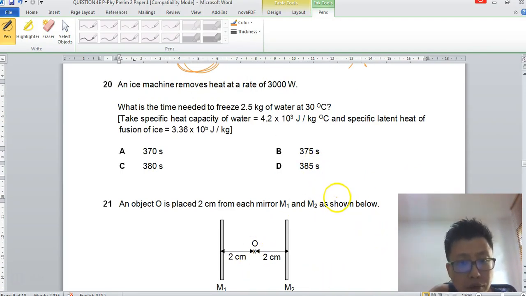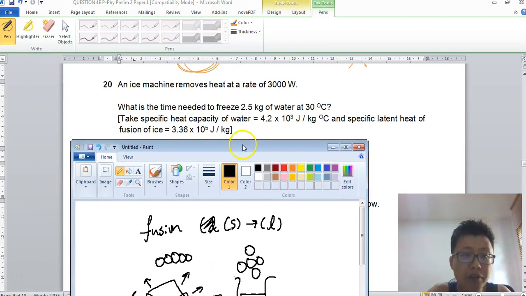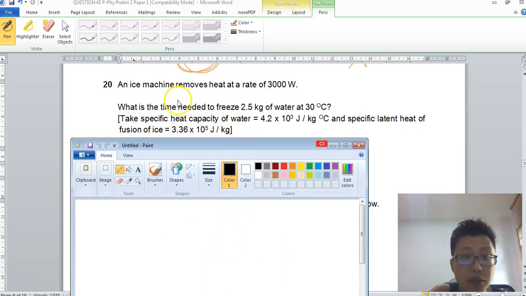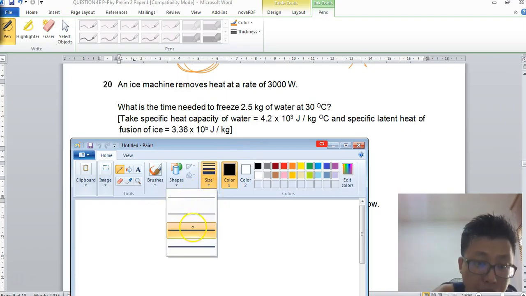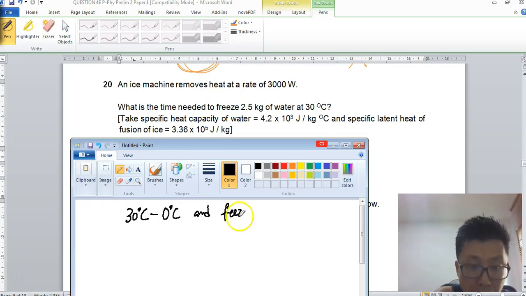This question should not be a problem, you see. So anyway, since you are asked, I will help. What's the time needed to freeze water? So there are two parts to this. First, you must bring the temperature from 30 degrees to 0 degrees, and then you must freeze it at 0 degrees C. So that's the amount of heat you need to remove.